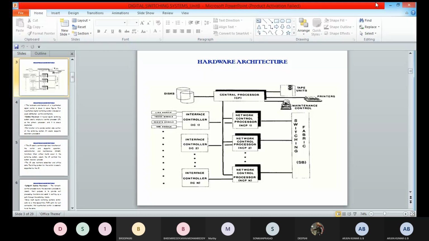Okay, dear students, please note these hardware architectures. Now it is audible. Now you should take down these block diagrams. These are hardware architecture.